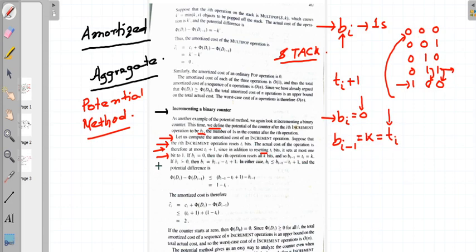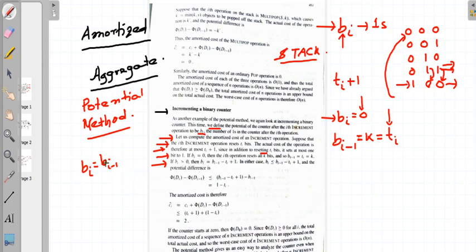But the thing is that if b_i is greater than 0, at any intermediate stage, what is happening? Then b_i should be what? So b_i is related to this b_{i-1}. That means the number of ones that was there previously, right? So think about this, and this. Okay. So this is the number of ones b_i after the increment operation.